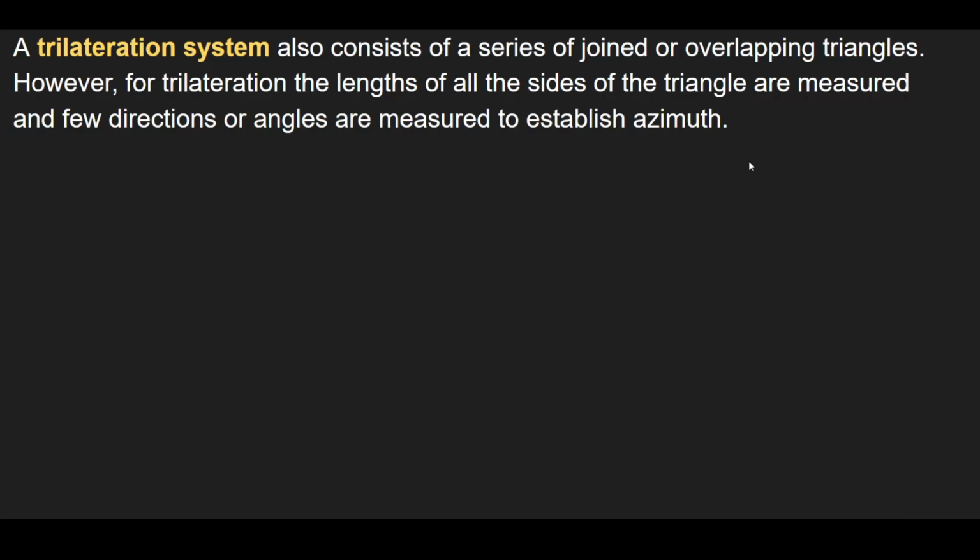Now, a trilateration system also consists of a series of joined or overlapping triangles. However, for trilateration, the lengths of all the sides of a triangle are measured and few directions or angles are measured to establish azimuth. Now, this is the main difference between trilateration and triangulation. So, for trilateration, you measure the lengths of the sides. In contrast, in triangulation, you measure the angles, right?